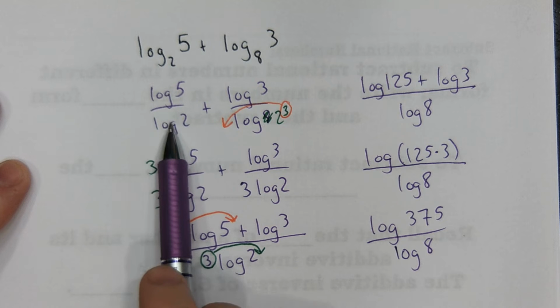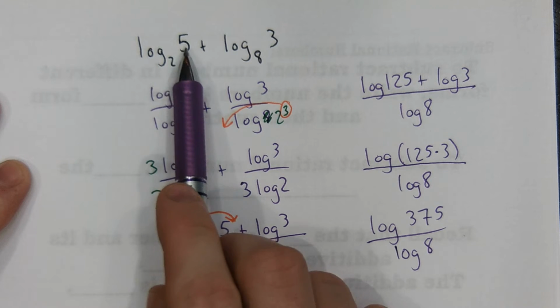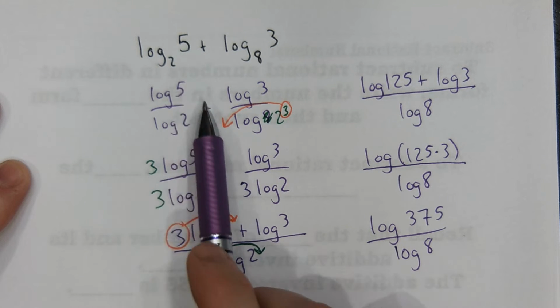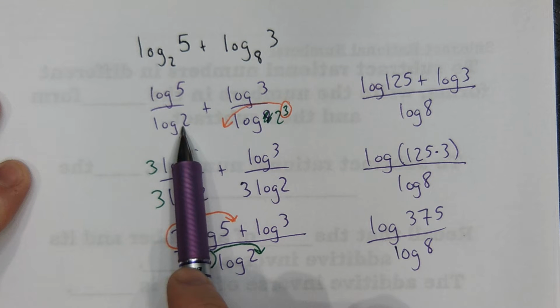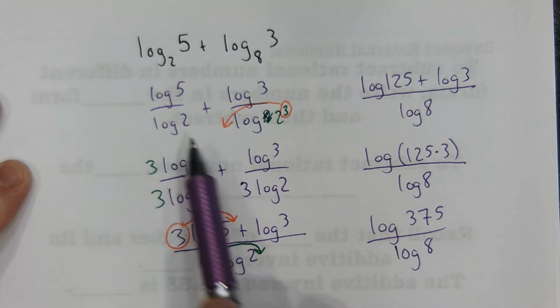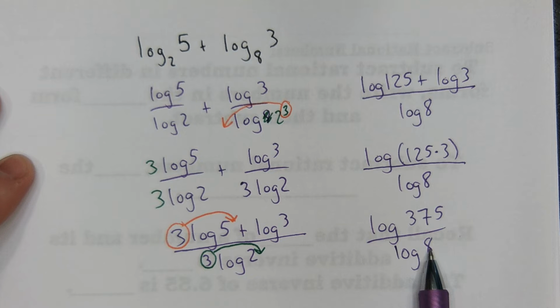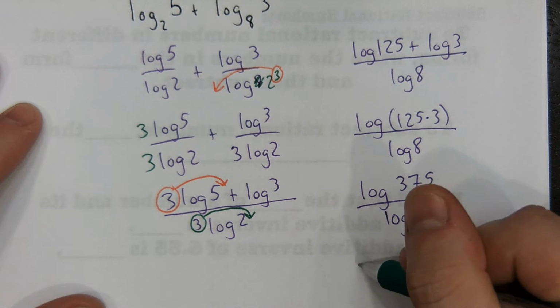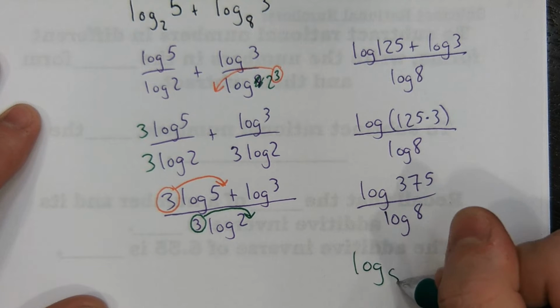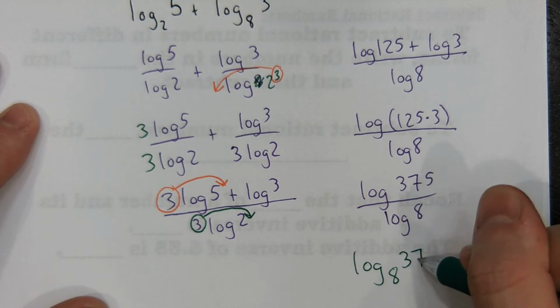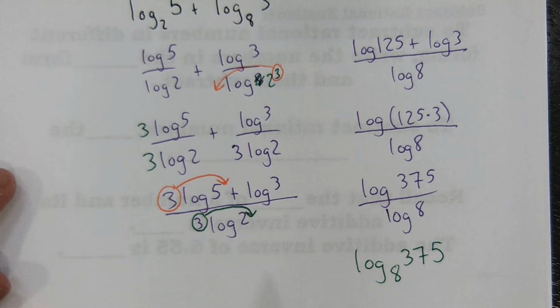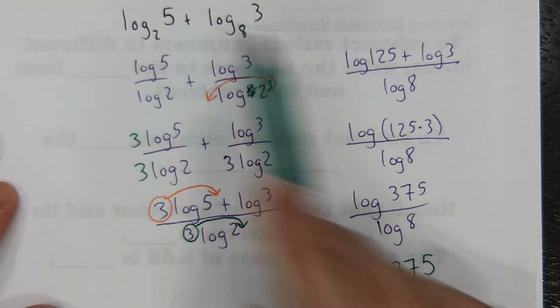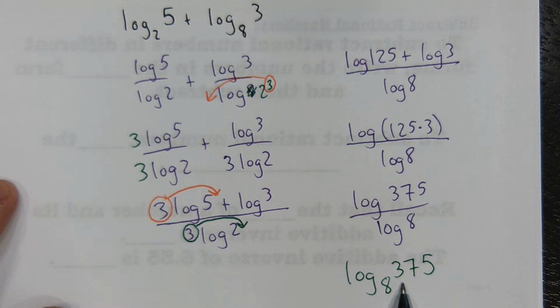And all the way back to here now, where I used change of base to write log base 5 of 2 as log 5 over log 2, I can undo this process now, base on the bottom, so this is going to be our base, and write this as a single logarithm, log base 8 of 375. So this and this are exactly the same. Woot!